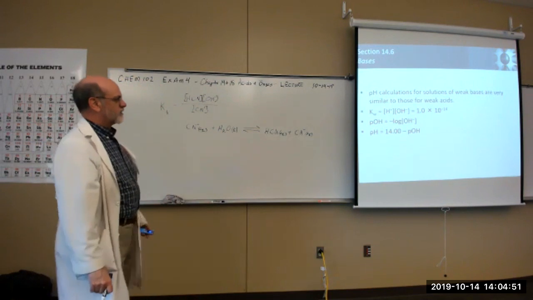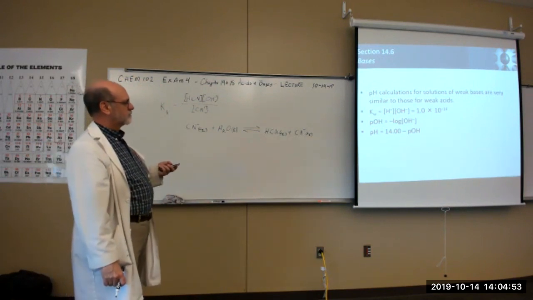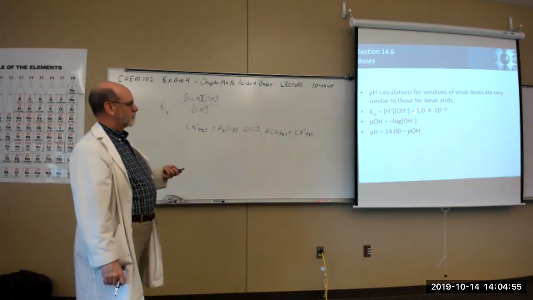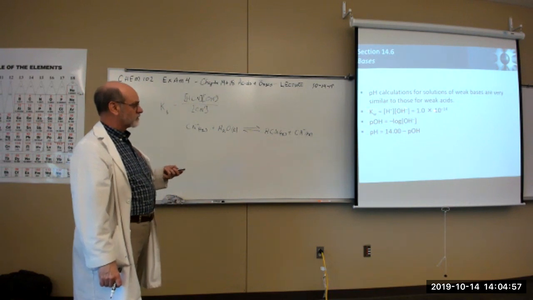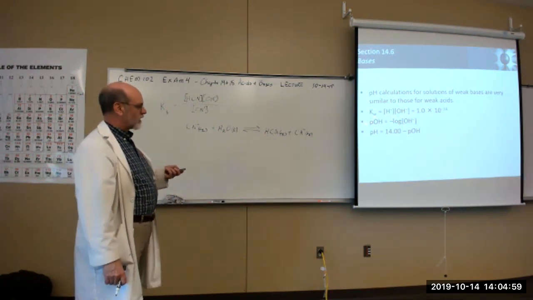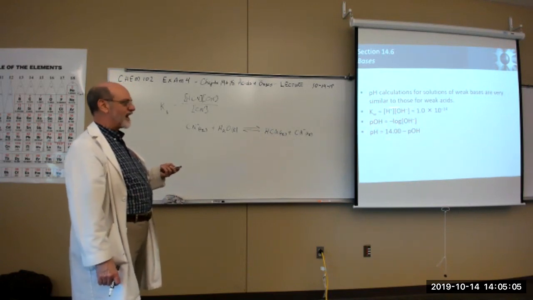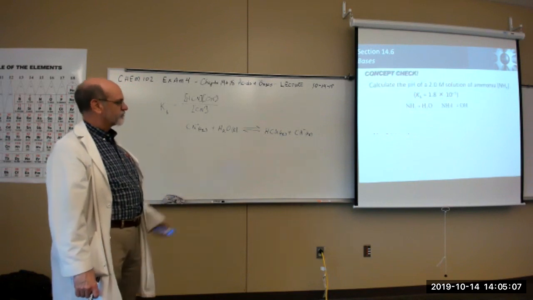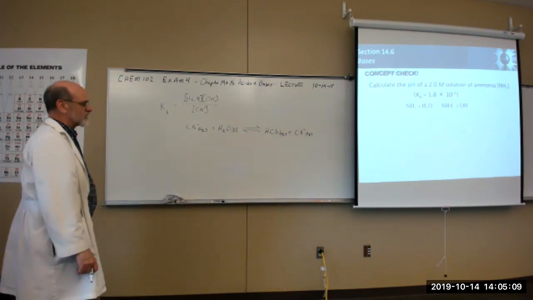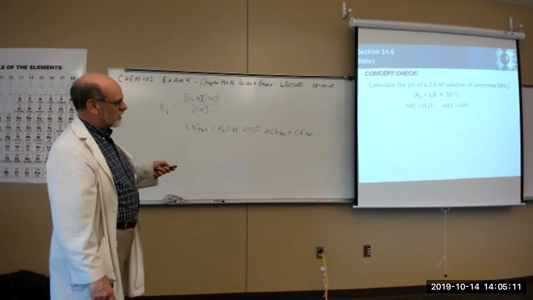So here we have the Kw for water. We know how to calculate pOH, and we know how to calculate the pH from it. Those are just reminders, right? So in this case, that square is supposed to be a double barbed arrow.